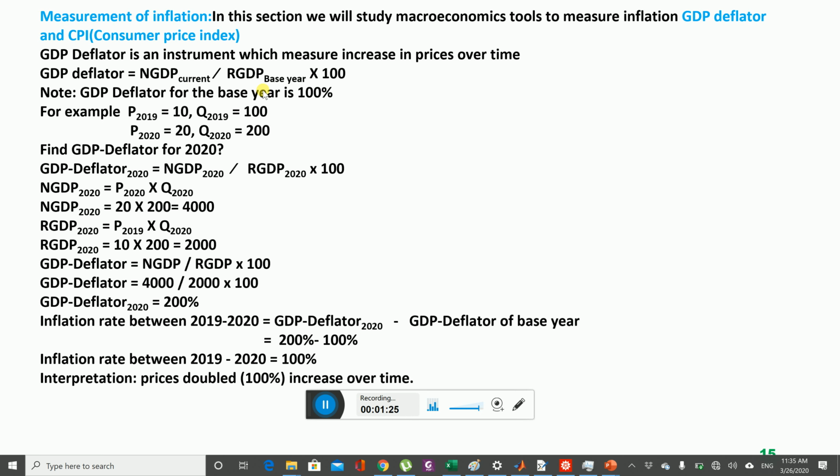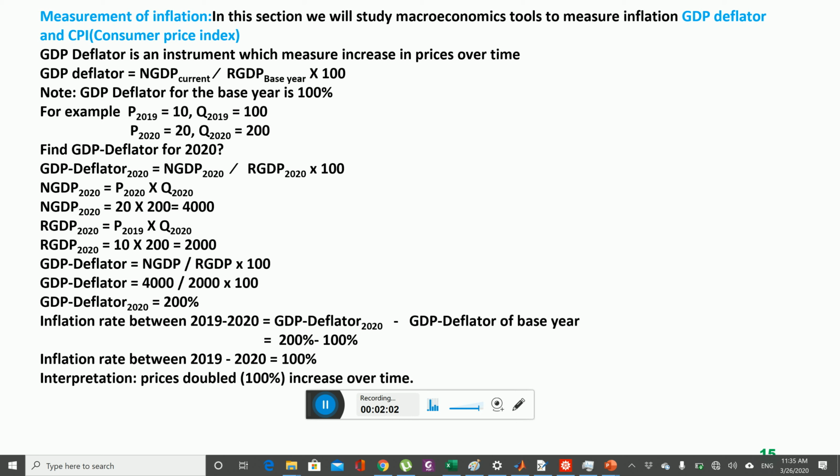The GDP deflator for the base year is always 100%. What is the base year? The year from which we consider that prices will remain fixed. That year is called the base year, as we define real GDP. So we use base year prices, a constant set of prices. Here we are again calculating real GDP, and we take a constant set of prices for computing it, and the year from which the prices do not change is called the base year.